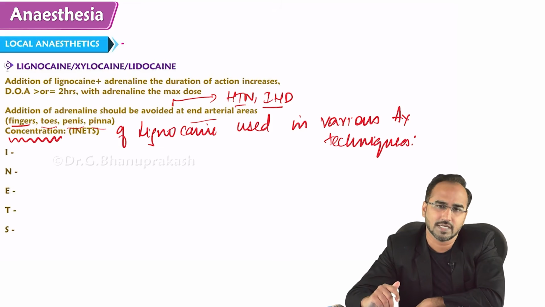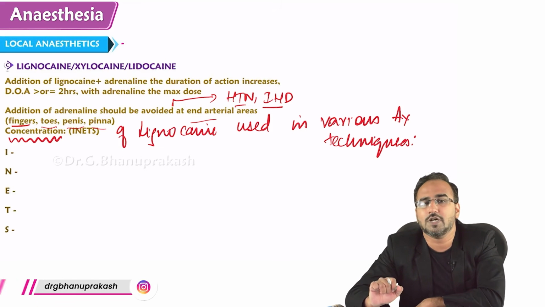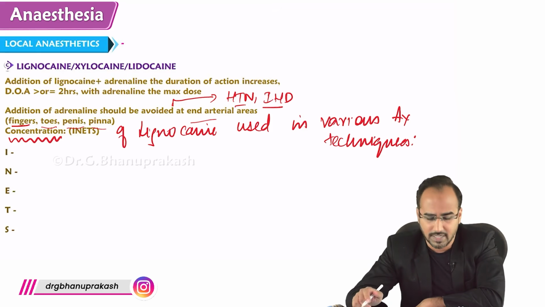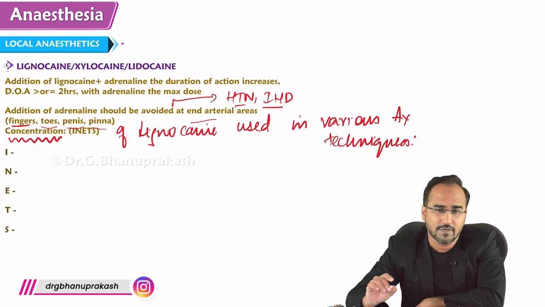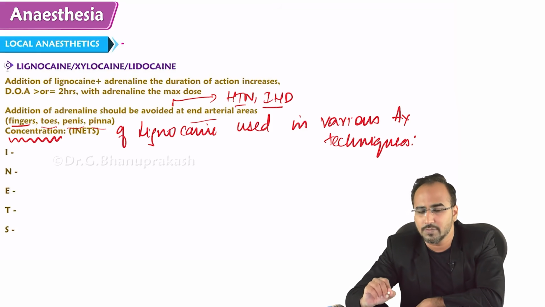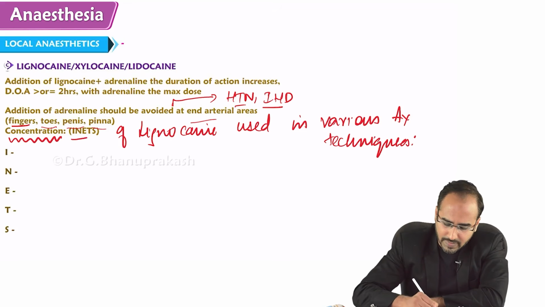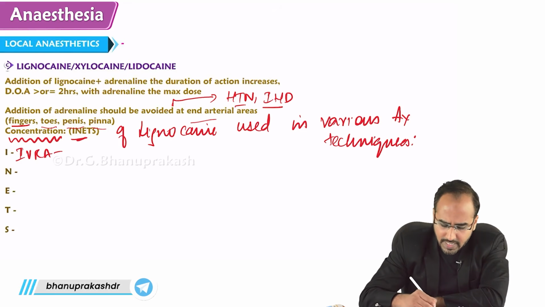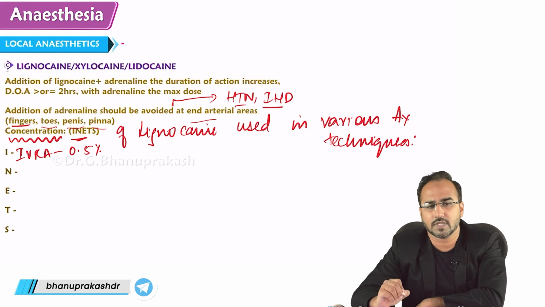That is concentration. There have been questions asking what is the concentration of Lignocaine used in IVRA. For that, there is a mnemonic, guys. For techniques of anesthesia, the concentration of Lignocaine used, there is a mnemonic to remember. The mnemonic is INETS. I stands for IVRA. The concentration of Lignocaine used in IVRA is how much, guys? 0.5%.